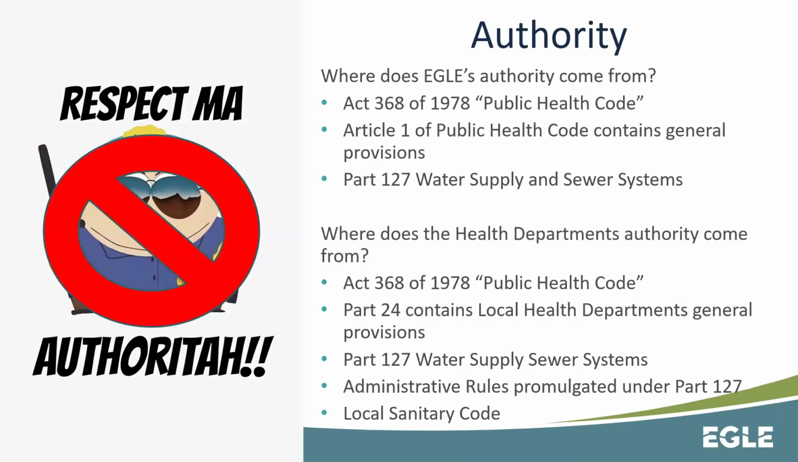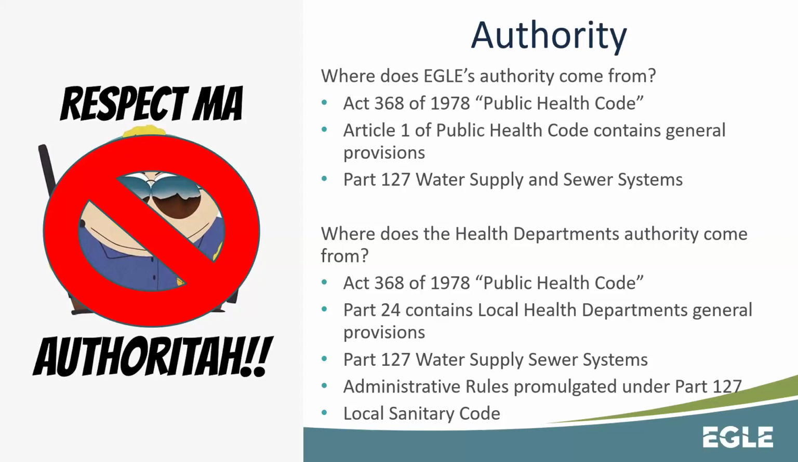So, authority. It's important to know where your authority comes from. You don't want to act like Cartman running around with your stick and not actually know where your authority is from. So EGLE's authority comes from the Public Health Code. And we use a couple of provisions from that. Article 1 has our general provisions. It tells us what we're allowed to do and what we can't do. And then Part 127 has the specific regulations for well construction.